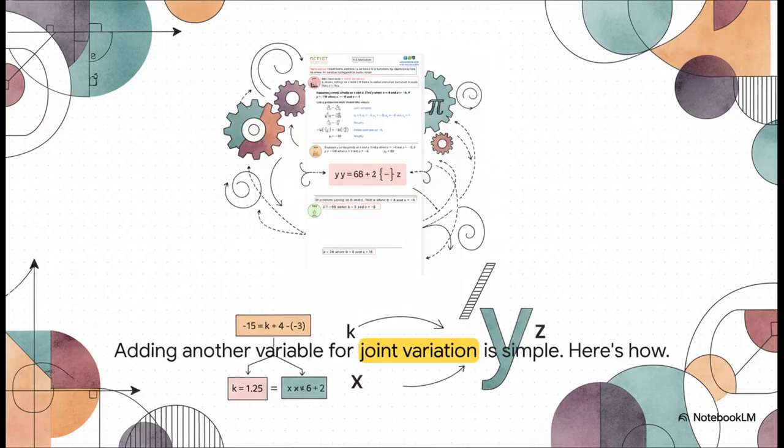Let's prove it with this example. Okay, we're told y varies jointly with x and z, and they give us a whole set of numbers to start with. So what do we do? Same thing as before. We plug everything in to find our constant k, which in this case is 1.25. Then we use that k with the new numbers to find our new y. See, it's the same process, just with one extra number to multiply.